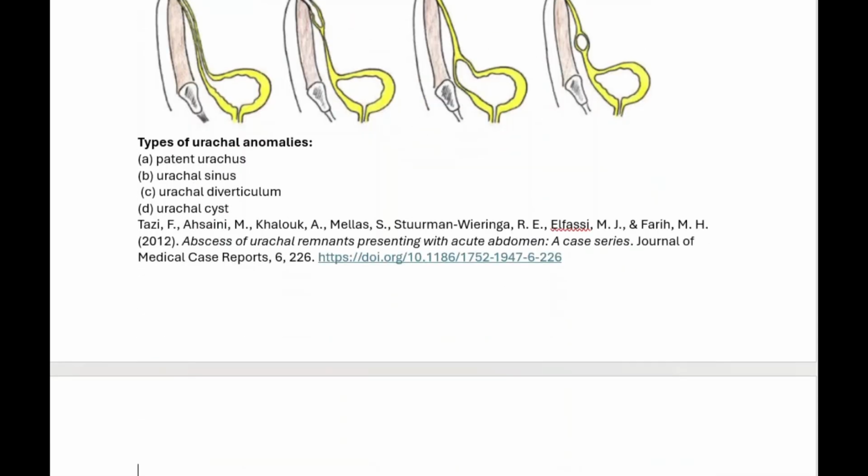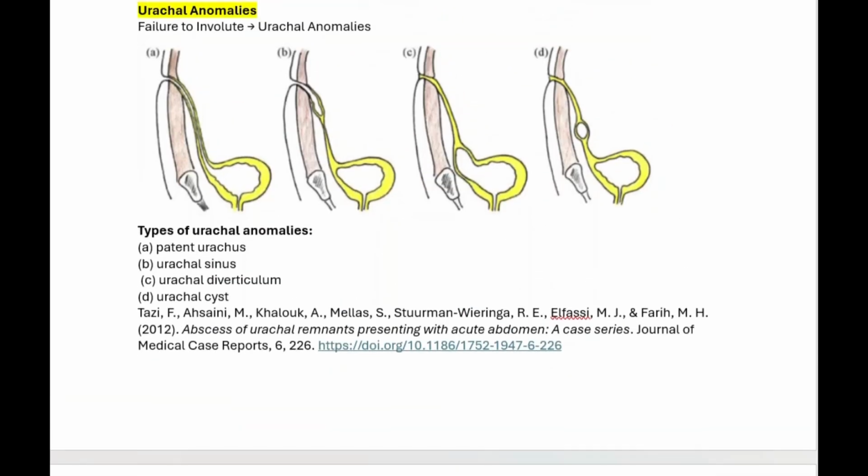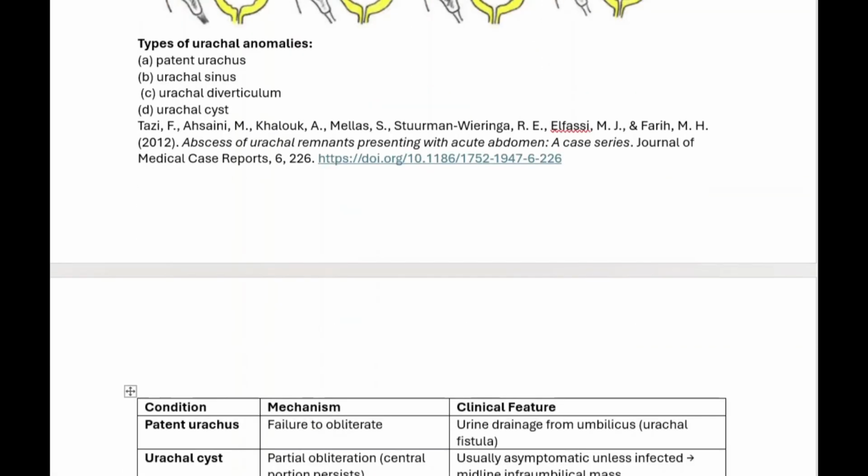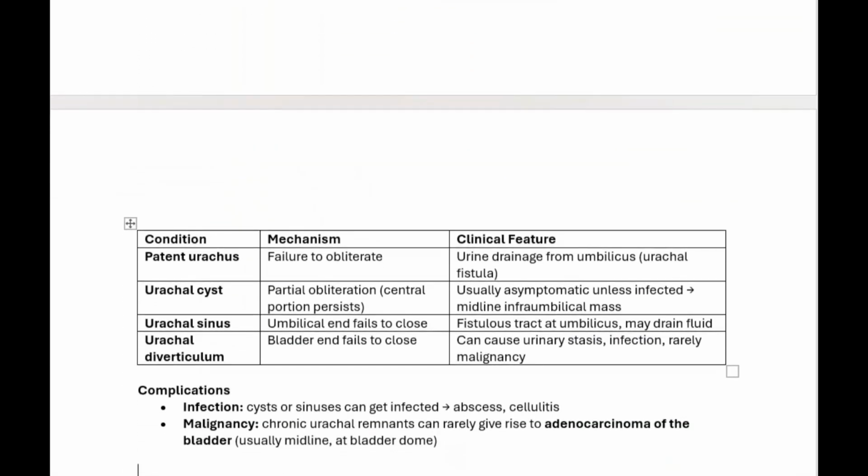And let's look at different types of urachal anomalies. The first one is going to be patent urachus, when the urachus is still patent and doesn't obliterate. The next one is going to be urachal sinus, whereby there is a partial obliteration. The next one is going to be urachal diverticulum. And the last one is going to be urachal cyst. So let's go through them one by one. The first one is patent urachus.